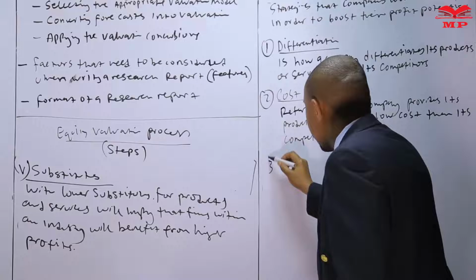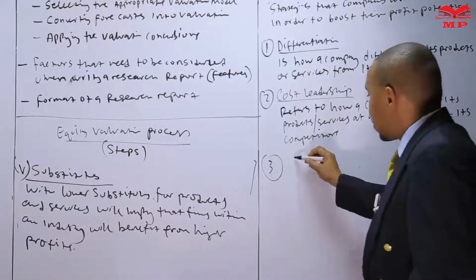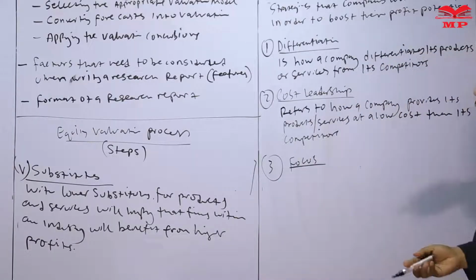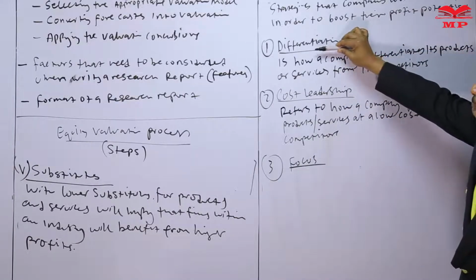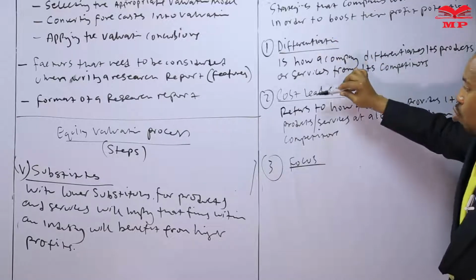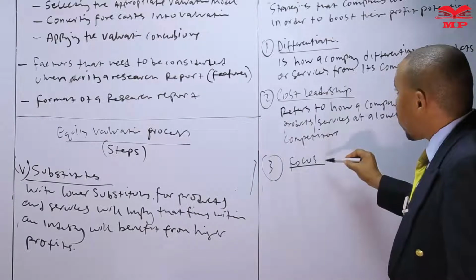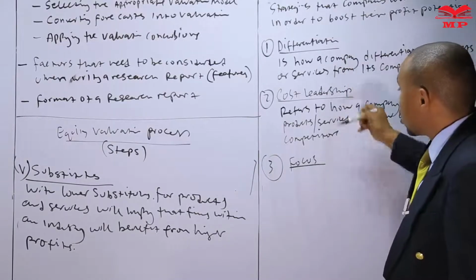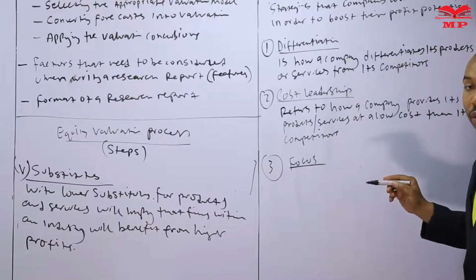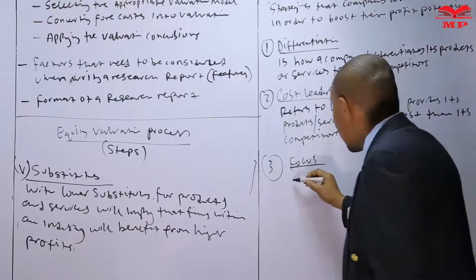Number three, we have focus. Michael Porter said you could either become differentiated, coming up with products which are differentiated from the market, or you could become a cost leader. Under focus, you could either concentrate on one of these two. So you focus on either providing differentiated products, or you become the lowest cost leader.